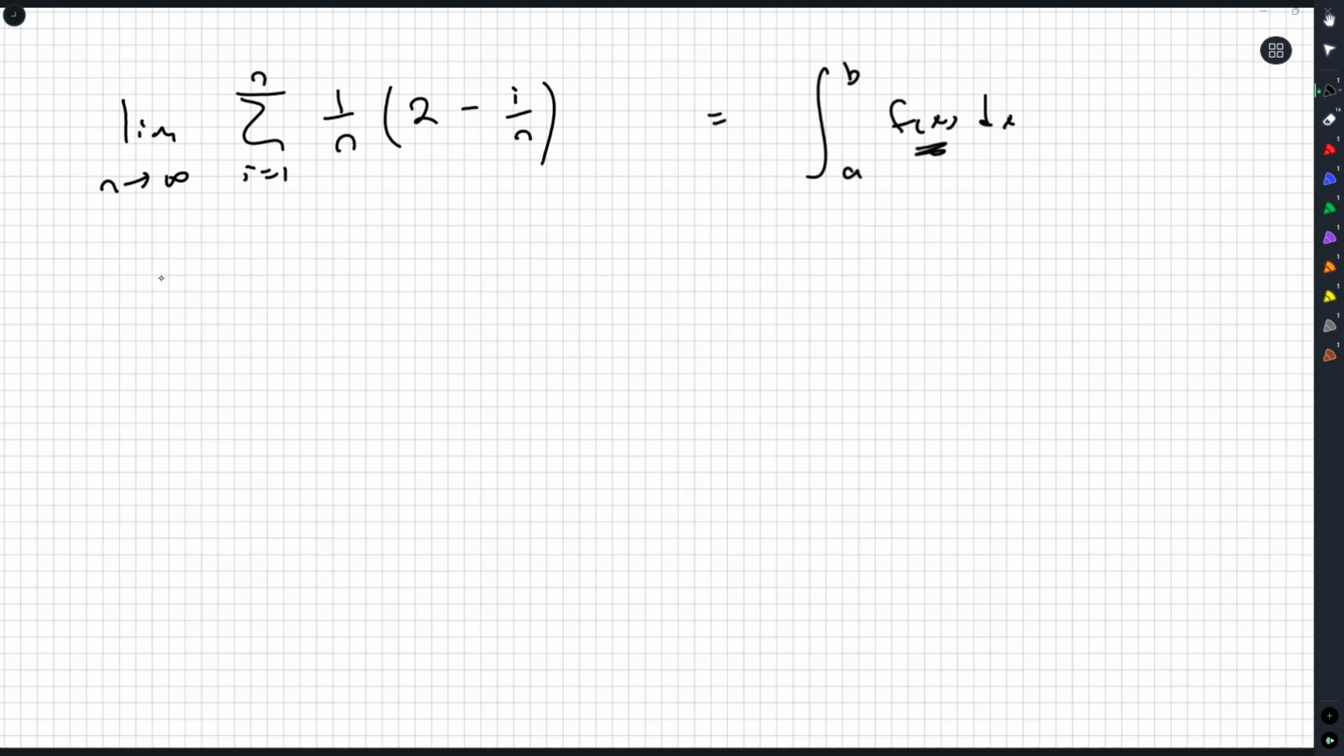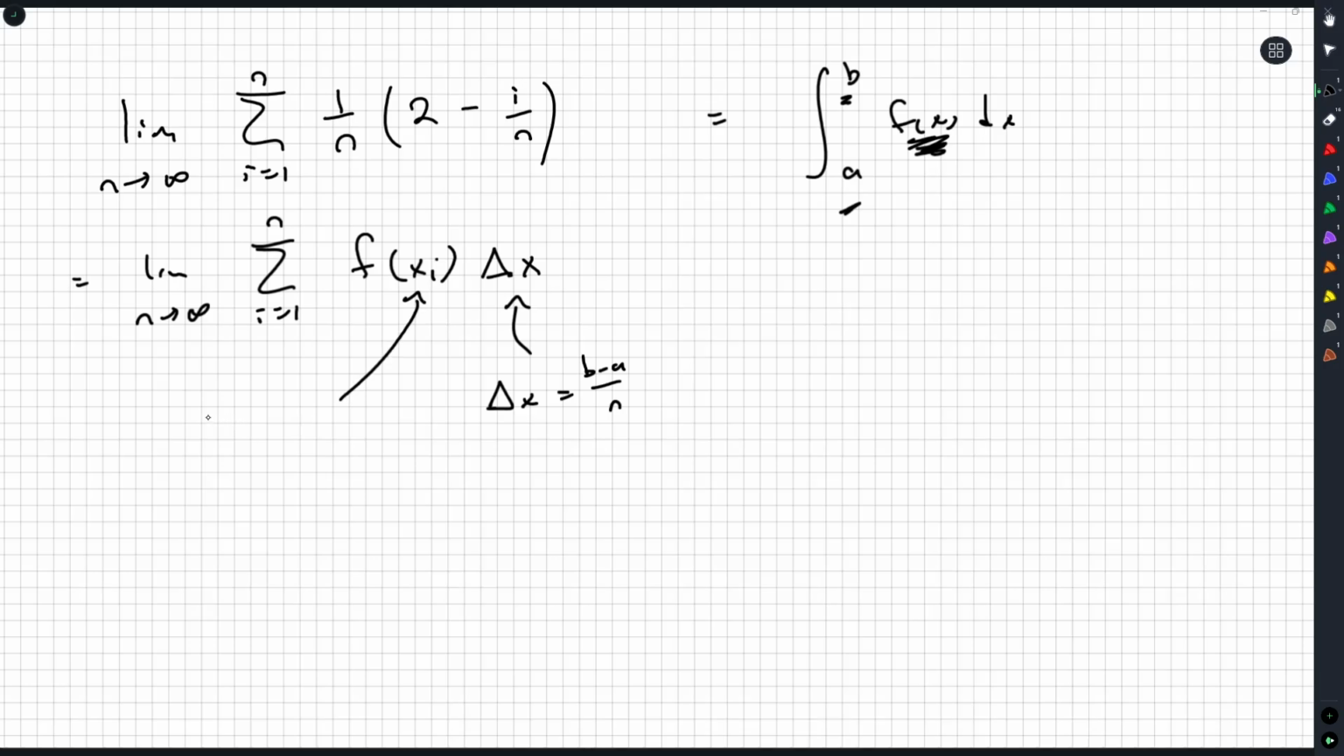Okay. So what actually is it, though? Well, it's a first principles integration, which looks like the sum of f of x_i delta x. And so from here, we should be able to work out just the f, the a, and the b. That's all we need. And, well, what is the delta x? Well, delta x is b minus a over n. The x_i's here are a plus i delta x.